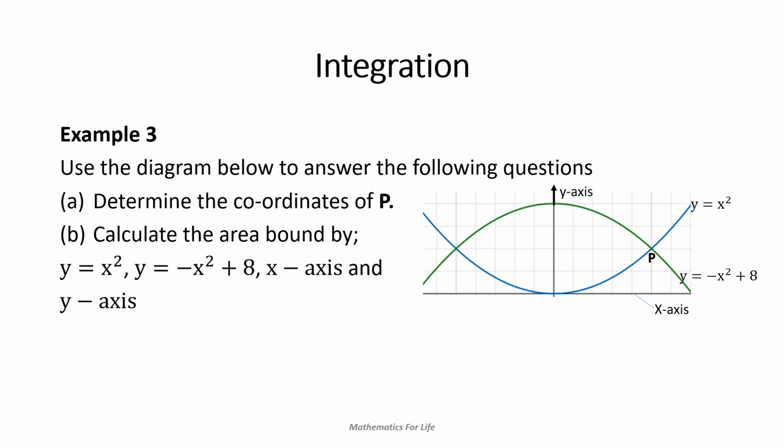We are told to use the diagram below to answer the following questions. The first part of this question is to determine the coordinates of P. The second part of the question is to calculate the area bound by y equals x squared, y equals minus x squared plus 8, and the x-axis and also the y-axis.